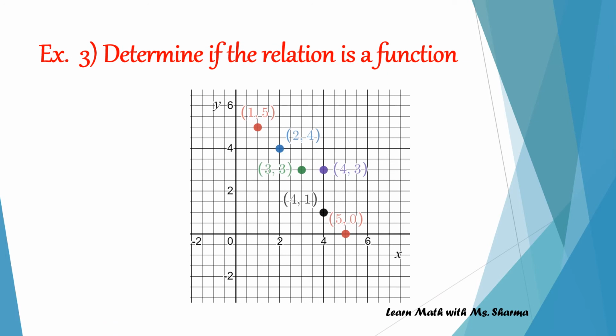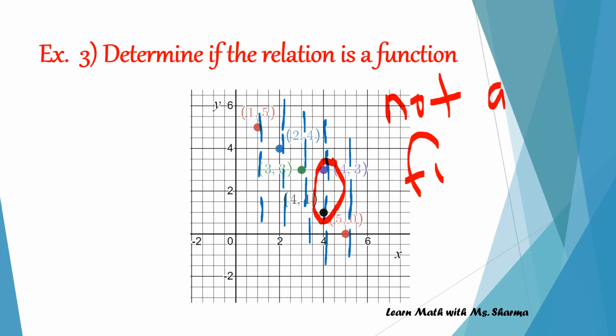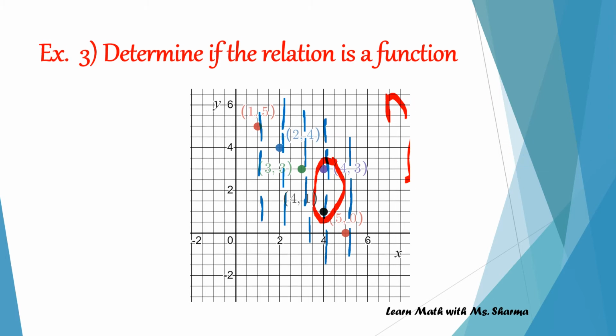In this example, you are given a graph of a relation and you have to find whether it's a function or not. So you have to do your vertical line test. If you draw your vertical line anywhere on the graph to check, crosses more than once, then it's not a function. There you go, this one crosses more than once right here. So not a function. So the domain is repeated, therefore it's not a function.